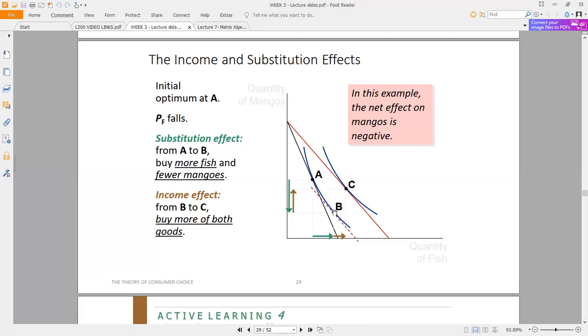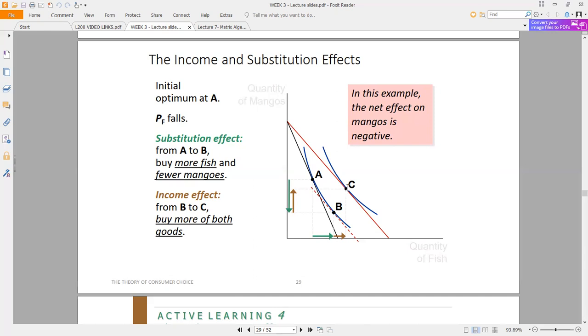You are buying more of what? Fish. So initially we are buying this quantity of fish, but the substitution effect is from A to B, so we are buying more fish, and then we buy less of what? Less mango. So we move from this point up to this point. This is the substitution effect. So the dotted budget line should be tangential to the old indifference curve, but parallel to the new budget line.